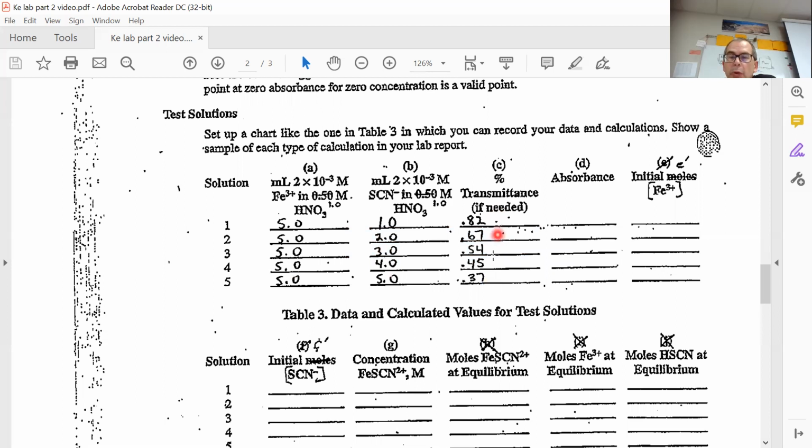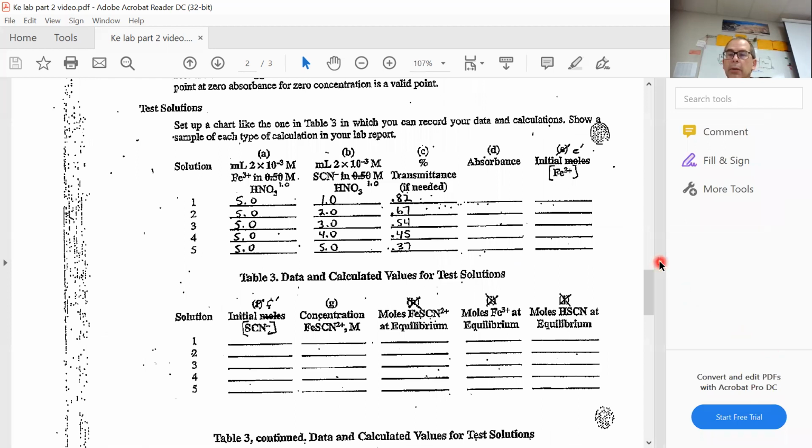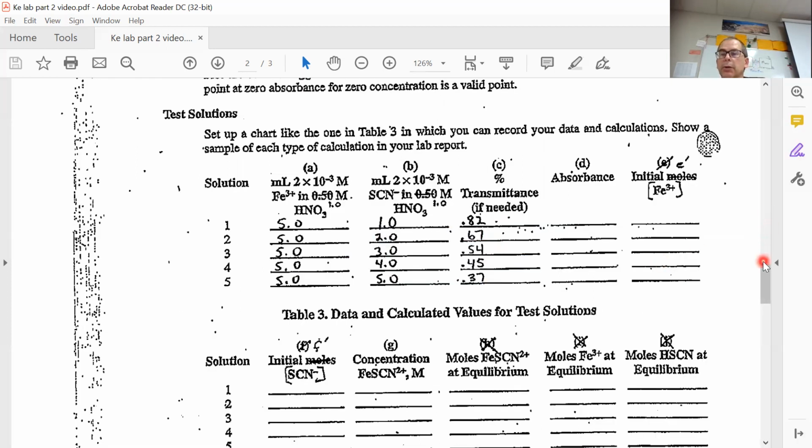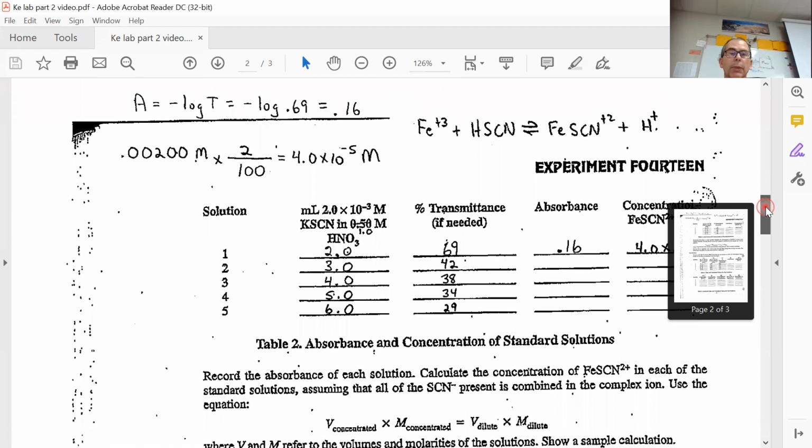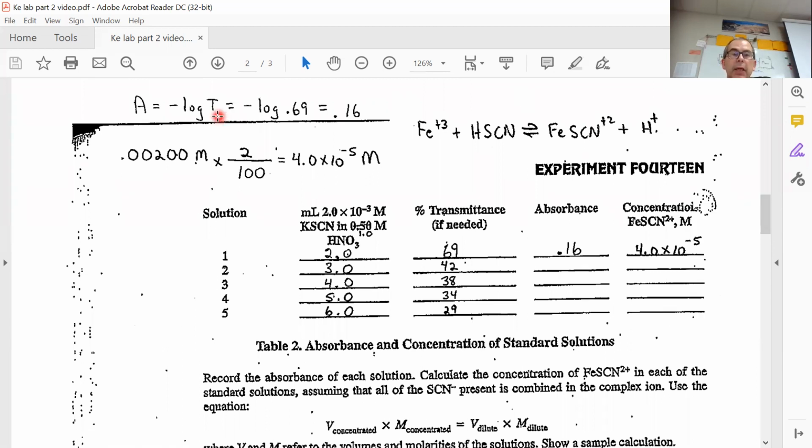How do you figure out the absorbance? Use the same formula for absorbance you did in part 1. Here's a quick look back at it. Let's try again. Here we go. It is right here. Absorbance equals the negative log of T. And again, do the log not as a percent, but as a decimal. And then 0.69 would be there.